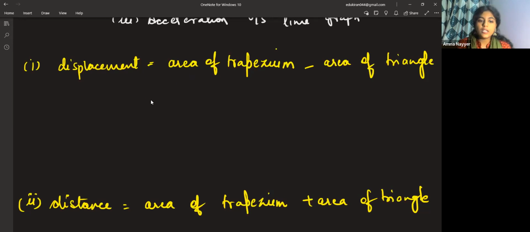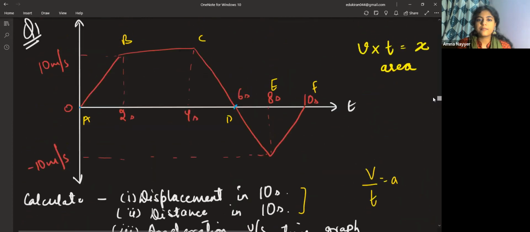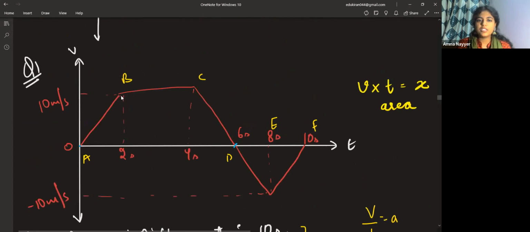So what is the area of trapezium? Half sum of parallel sides. This part is how much? This is 4 minus 2, so this is 2. And what is this? 6, right? 0 to 6. So this is 6, this is 2, the sum of parallel sides. And what is the height?